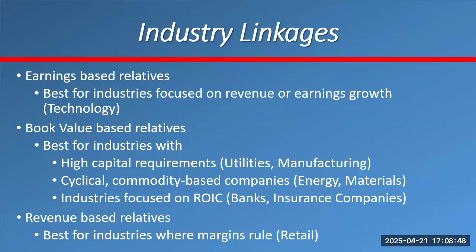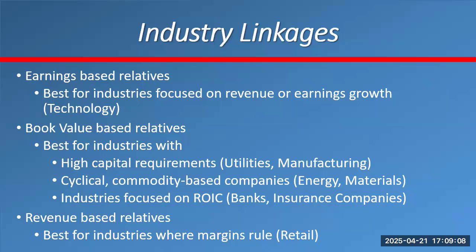Book value relatives are used for 3 types of industries. High capital requirements, like utilities and manufacturing. You can tell you should use a price to book if you go on their balance sheet and their property, plant, and equipment is like 50, 60% of their assets. So firms with a lot of property, plant, and equipment, you almost always use price to book.